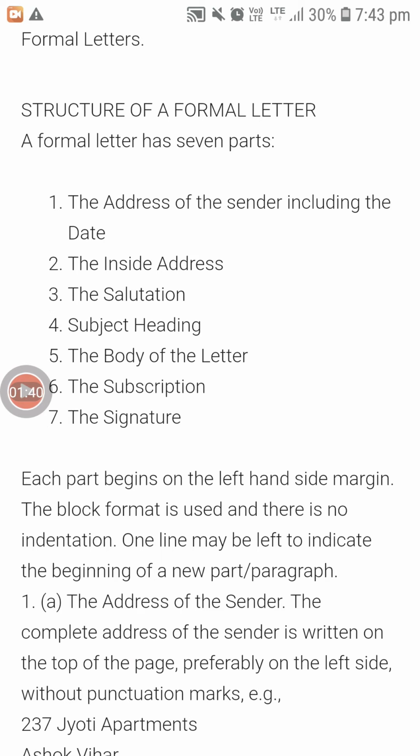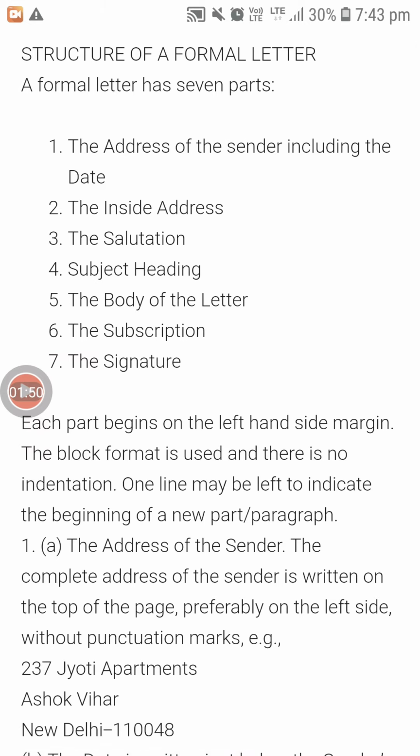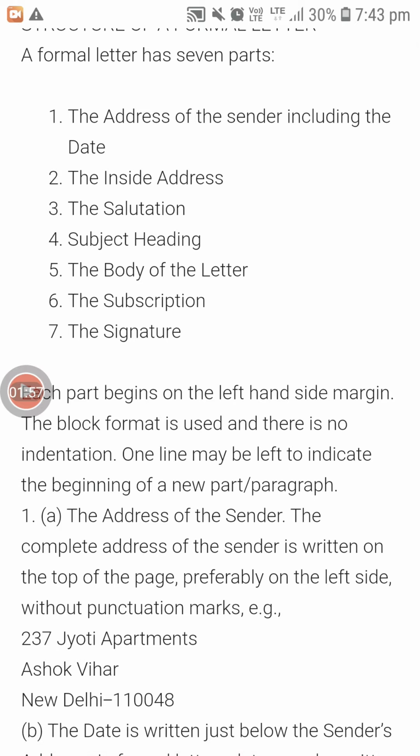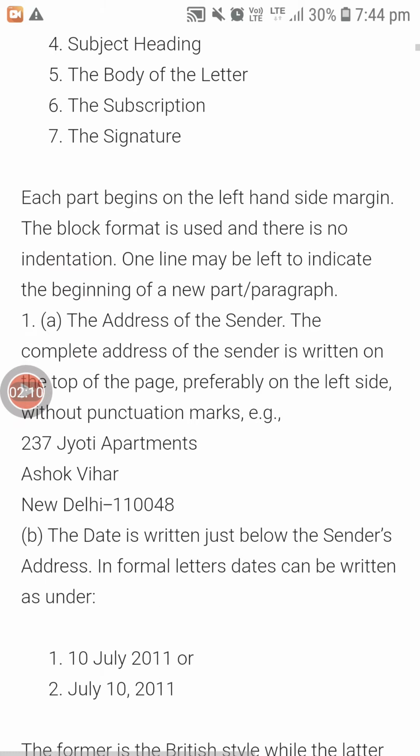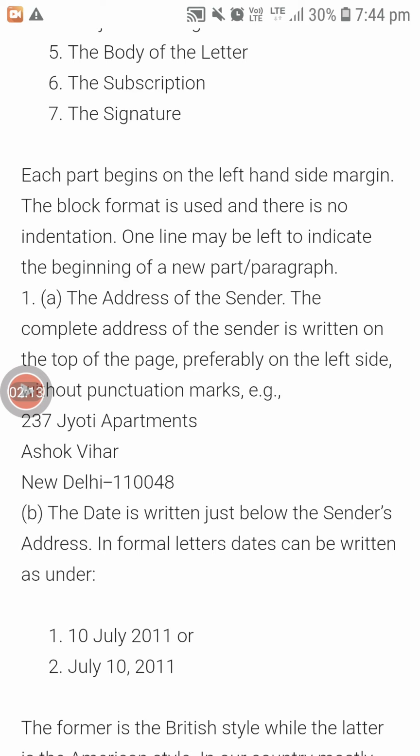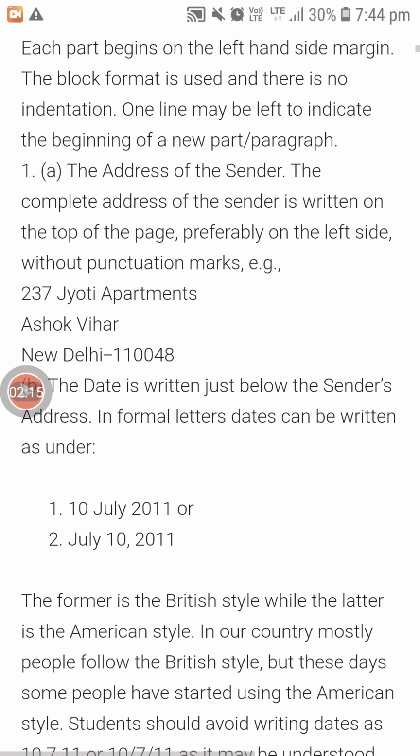Now first is the address of the sender, that we call the sender's address, then the date, then the receiver's address, salutation, subject heading. So after salutation you can put the subject, then the body of the letter, which is again divided into subparts: introduction, the main body and the conclusion. Then subscription, which we generally call the closure, and then the signature. Signature here means the designation or something which we mention there.